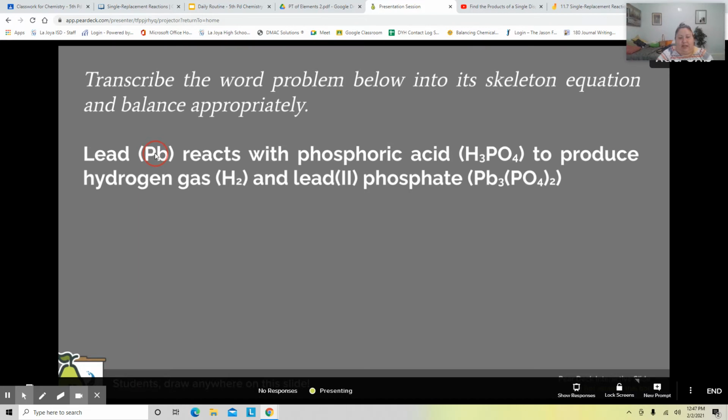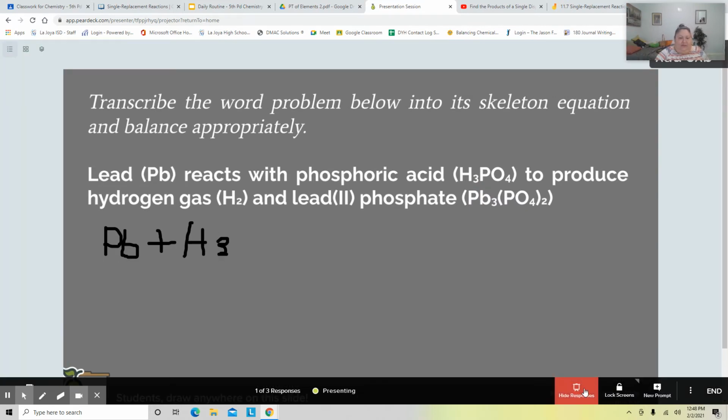This is your first element. This is the compound. This is an arrow, right? Arrow means to produce. So you're going to put hydrogen, and then lead 2-phosphate. I need somebody to write that reaction for me. There we go. Good job.